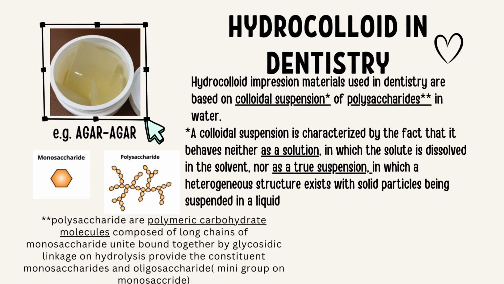And polysaccharide, or polymeric carbohydrate, molecules are composed of long chains of monosaccharide units bound together by glycosidic linkage, which on hydrolysis provide the constituent monosaccharides and oligosaccharides. And how are oligosaccharides formed? They are a mini-group of monosaccharides.